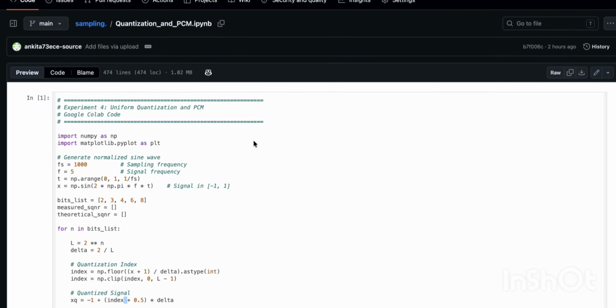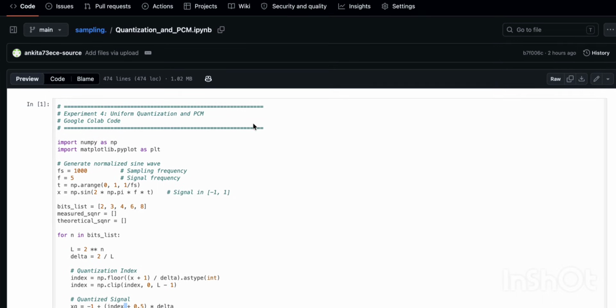Today I am going to demonstrate experiment 4, uniform quantization and pulse code modulation using Python. The objective of this experiment is to understand how an analog signal is quantized and encoded into binary form, and to study the effect of increasing the number of quantization bits on the signal to quantization noise ratio, or SQNR.